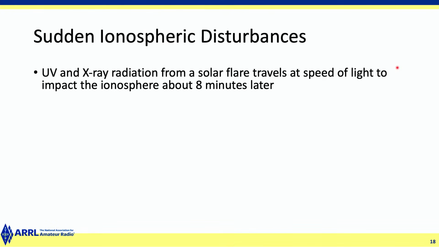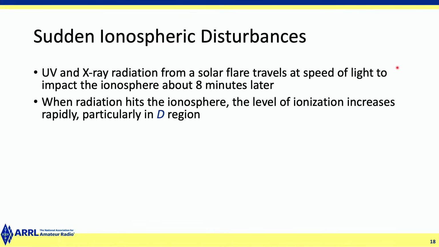Sudden ionospheric disturbances occur when you get this radiation from the solar flare, which travels at the speed of light and hits us 8 minutes later. It increases absorption in that darn D layer. Everybody's going to remember the darn D layer, aren't they? Jeff, you remember that when I talked about this about 10 years ago?